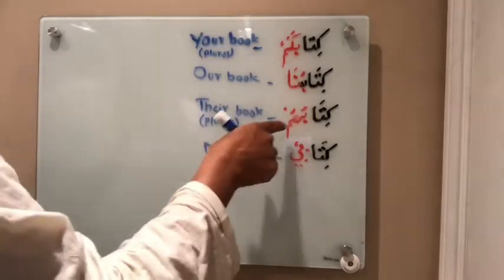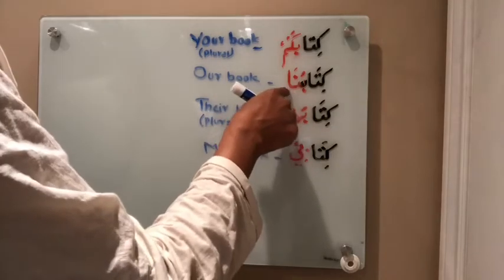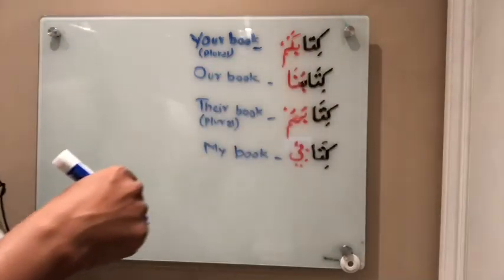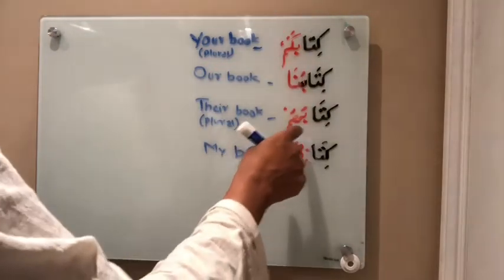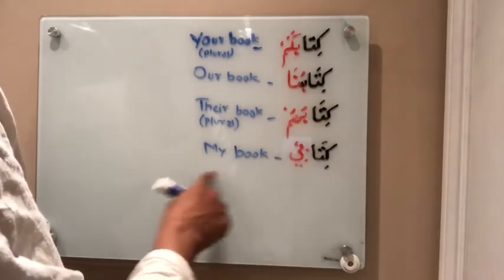Their book, meaning pointing to whom, right? Kitabuna pointing to nahnu. Kitabukum pointing to antum. Okay, going back, kitabuhum, their book. Kitabi, my book.